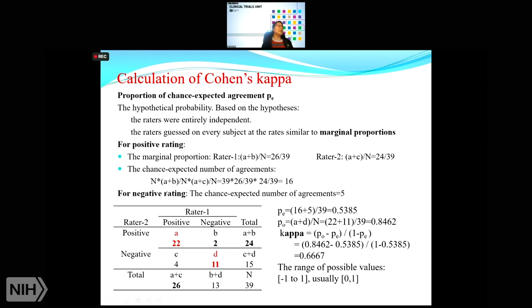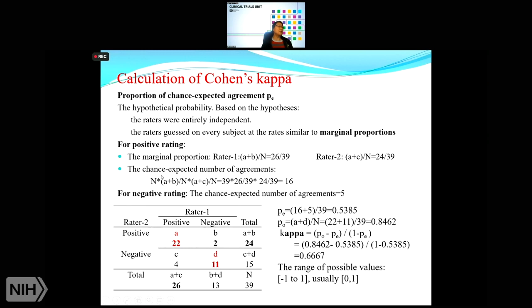To calculate Cohen's kappa, we need to find PE and PO. For the proportion of chance expected agreement, PE, the calculation is based on two hypotheses: the readers are entirely independent, and the readers guess on every subject at rates similar to the marginal proportions. In this example, for the positive rating, the marginal proportion for reader one is the total number of positive ratings, 22 plus 4 equals 26, divided by 39. For reader two, the marginal proportion is 24 divided by 39.